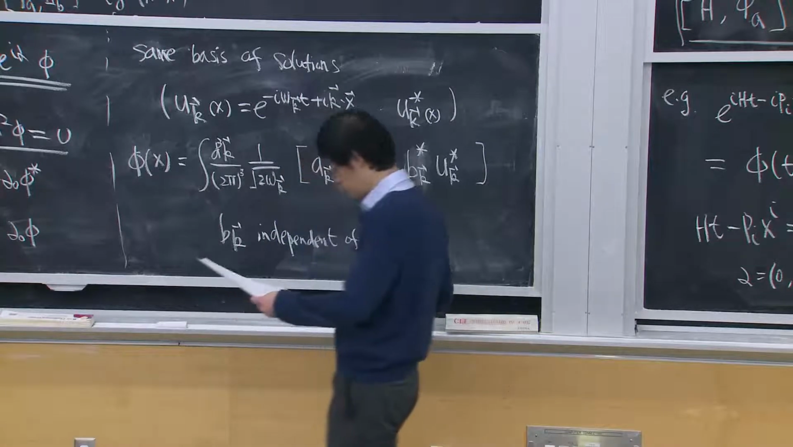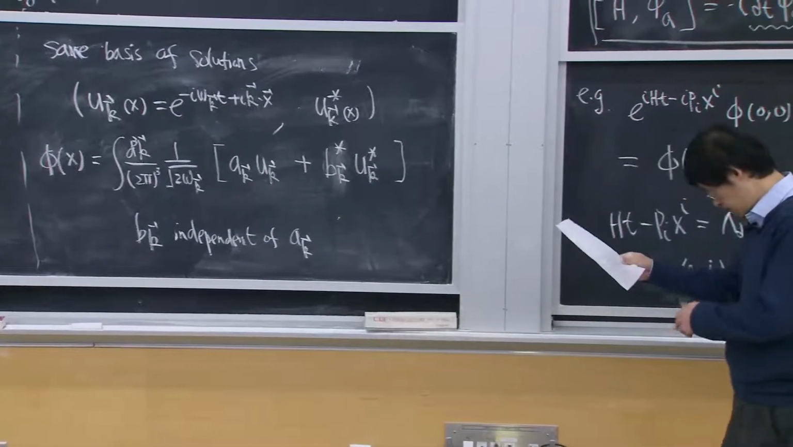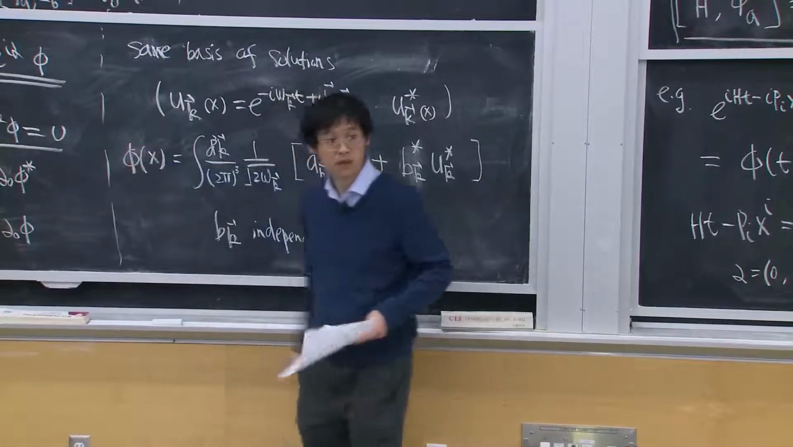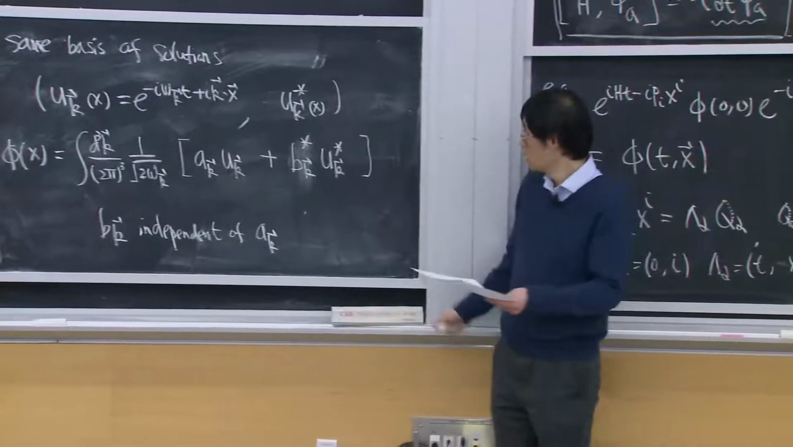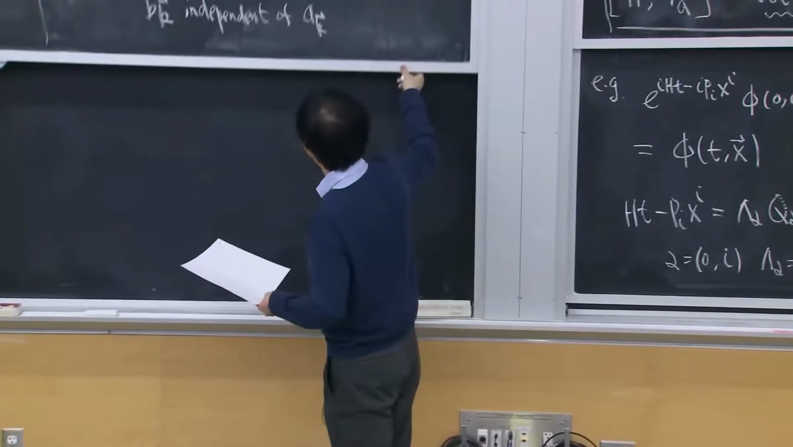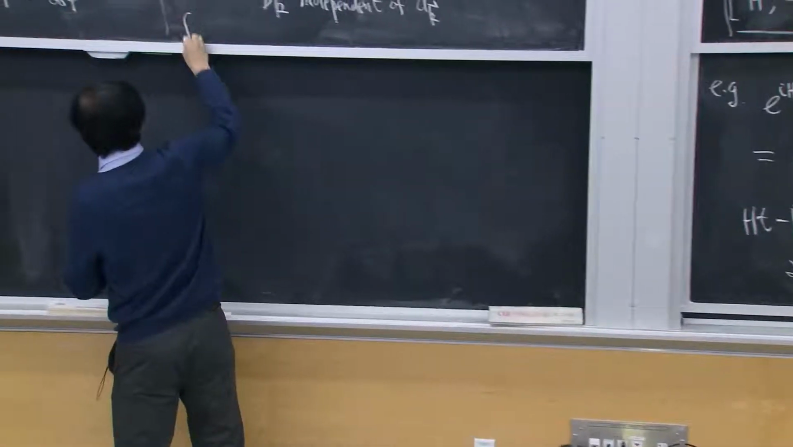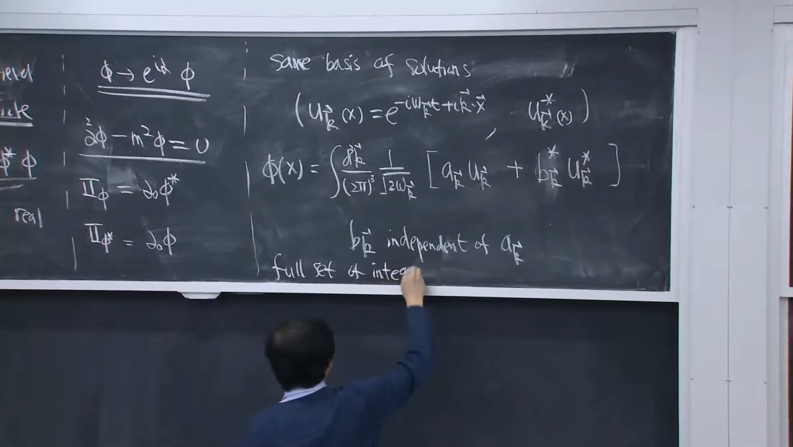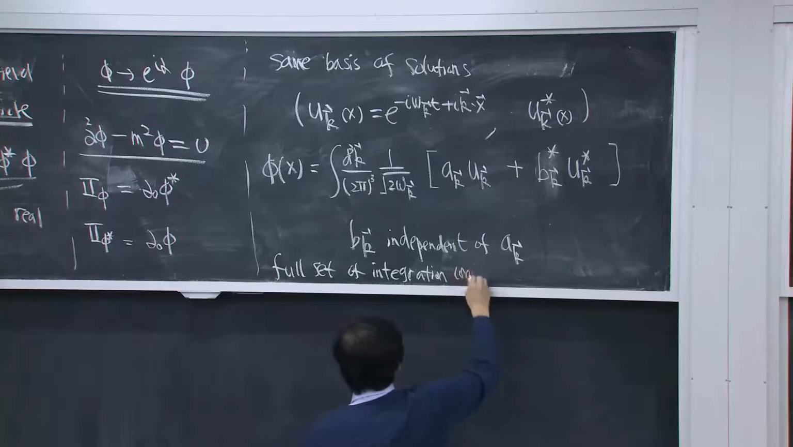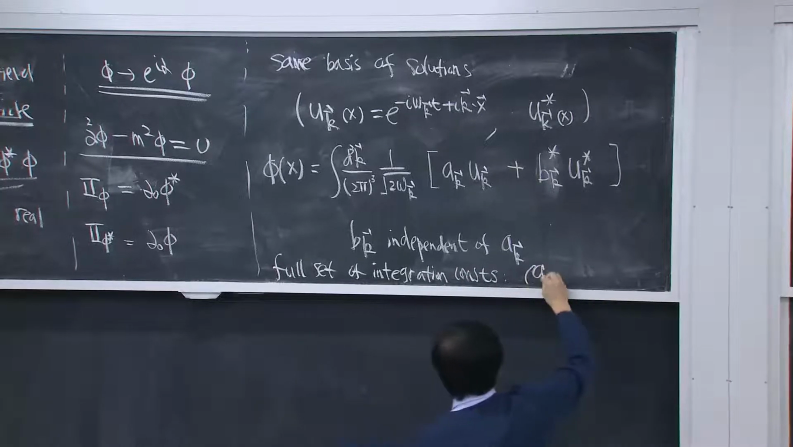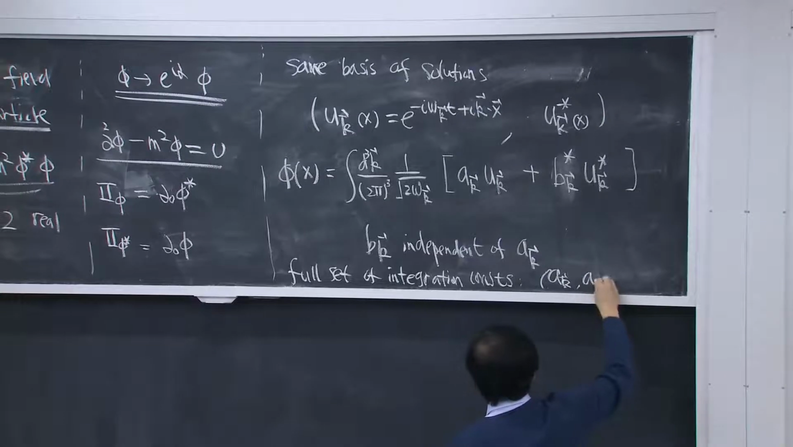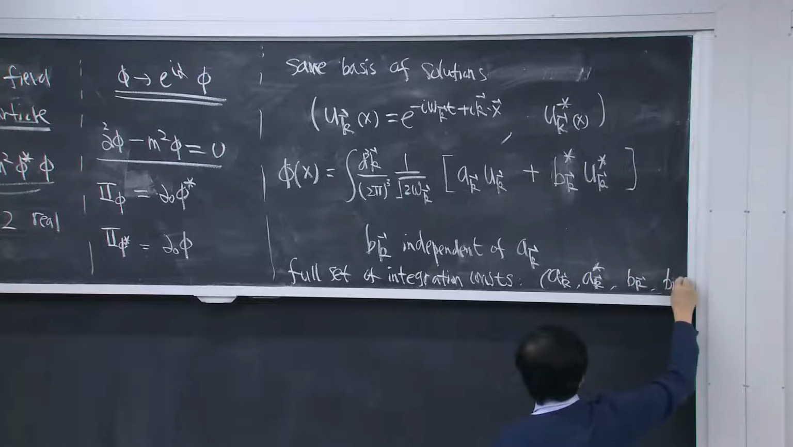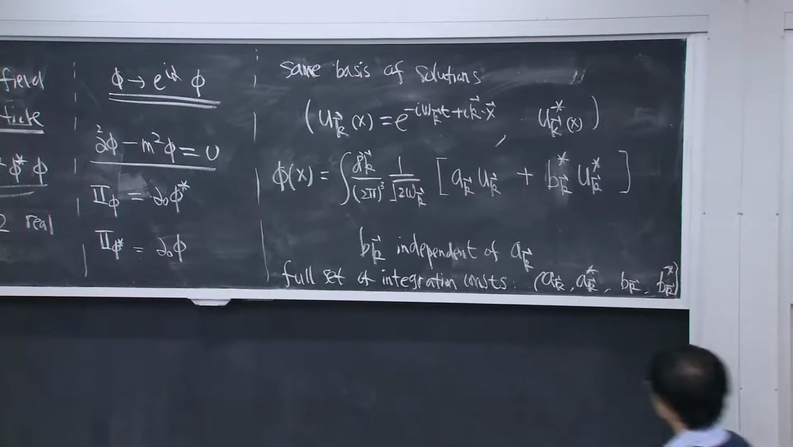Now you have two sets of variables, so you can get phi star just by taking the complex conjugate of it. And then the full set of integration constants: you have A_k, you have A_k star, you have B_k, and then you have B_k star. So this is the classical story.